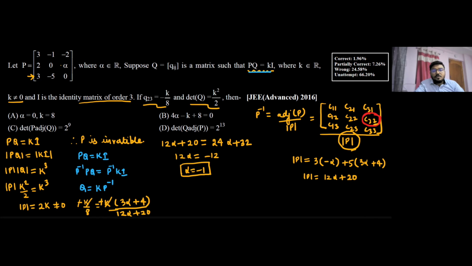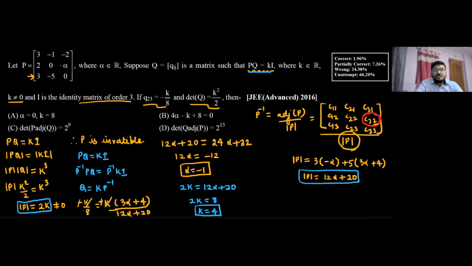Now let's try to find the value of K. So how to get value of K from here? Let us see. So determinant P right now we have calculated here, which is 12 alpha plus 20. And determinant P earlier also we had calculated, which was 2K. So we can equate them. Let's equate them. So 2K equal to 12 alpha plus 20. And since alpha already we got minus 1, so 2K will be 20 minus 12, which is 8. So K value is, we got K also.